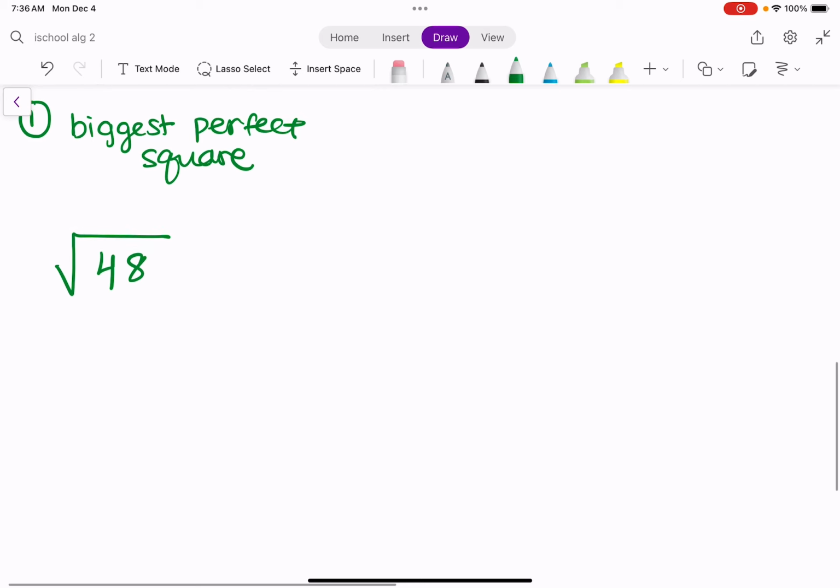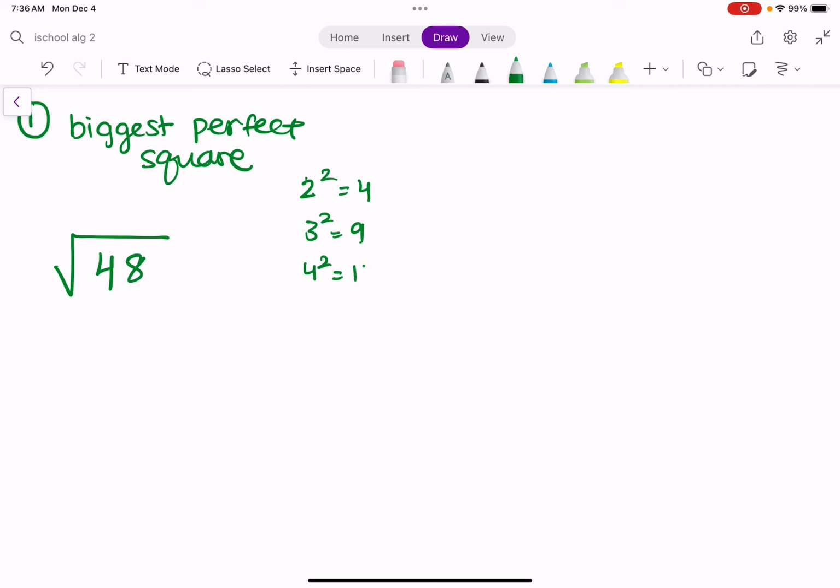What you're going to do is you want to find the biggest perfect square that goes into that number. And remember, a perfect square is like, okay, 2 squared is 4, 3 squared is 9, 4 squared is 16. These numbers right here, these are what we call perfect squares, because when you square root them, you get a whole number.